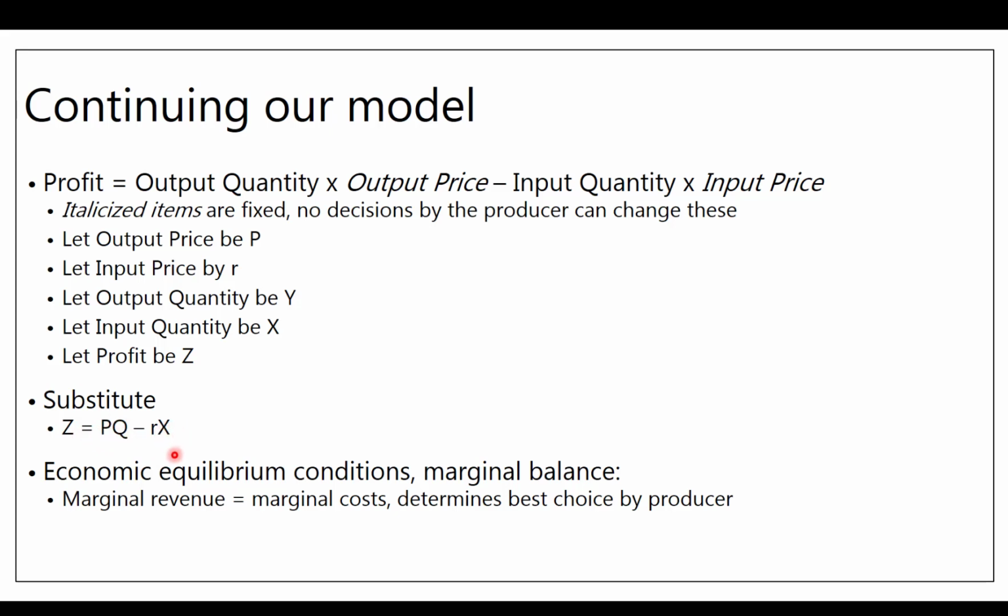And now we are in a place to think about our equilibrium conditions, the so-called marginal balance conditions that let you decide what is the best choice of output by a producer. And you may remember it. Marginal revenue equals marginal cost determines the best choice of a producer. And I'm sure you've seen this in your farm management or agribusiness management class, where they tell you the change in profit, the change in cost, and you keep going.